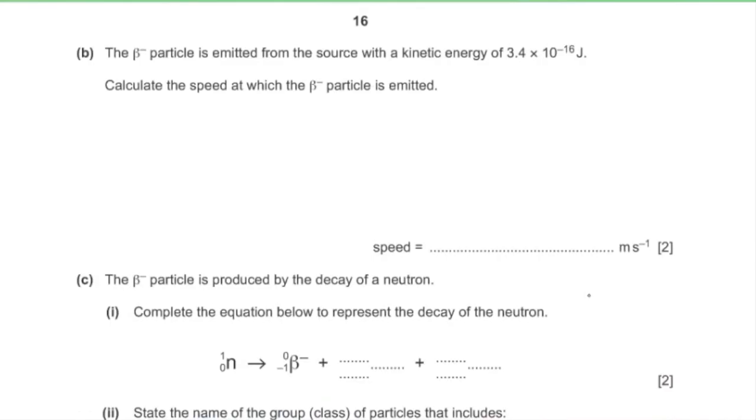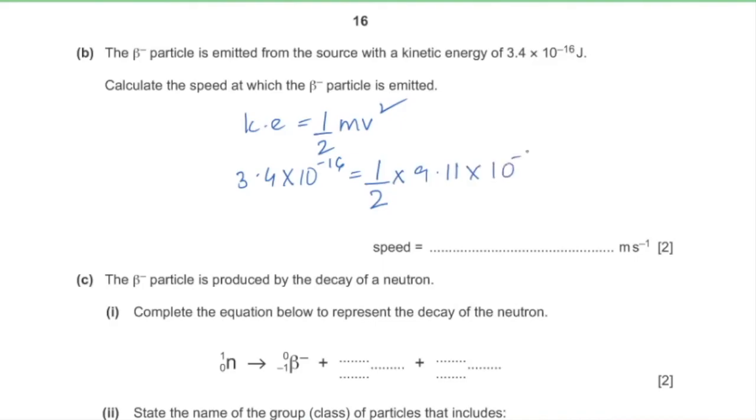Part B. The negative beta particle is emitted from the source with a kinetic energy of 3.4 × 10^-16 joules. Calculate the speed at which the beta negative particle is emitted. So kinetic energy is equal to half m v squared. Kinetic energy is 3.4 × 10^-16, equal to half times the mass of the beta negative particle, which can be taken from the data booklet as 9.11 × 10^-31 kilograms, times speed squared, and you get a speed of 2.7 × 10^7 meters per second.